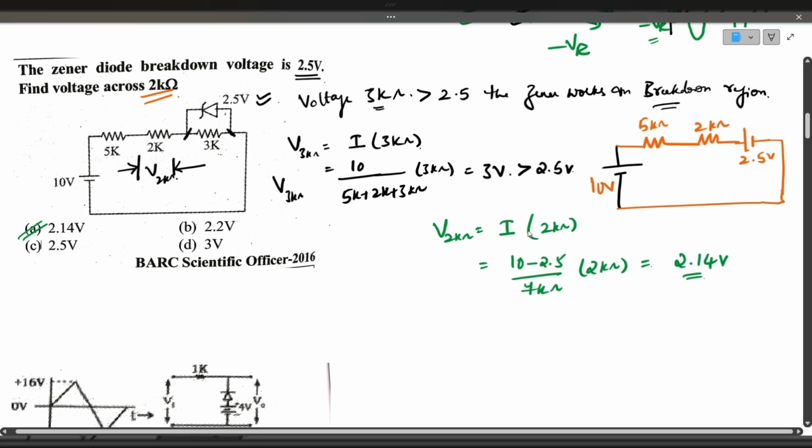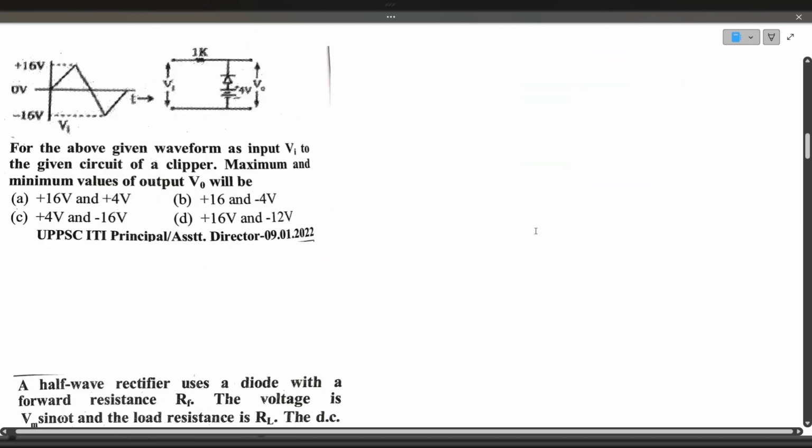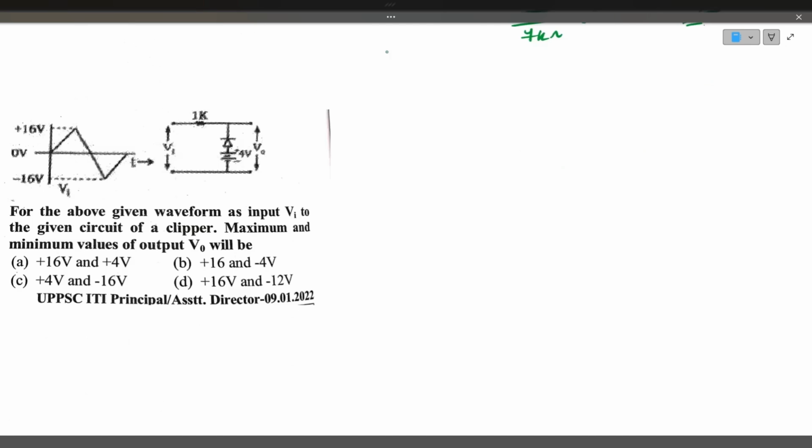Now let's see one more question. For the above given waveform as input voltage Vi to the given circuit of a clipper, what are the maximum and minimum values of the output voltage? See, just now we have discussed different types of clippers. First we will see the theoretical explanation for this, and next we'll discuss the logic behind this.